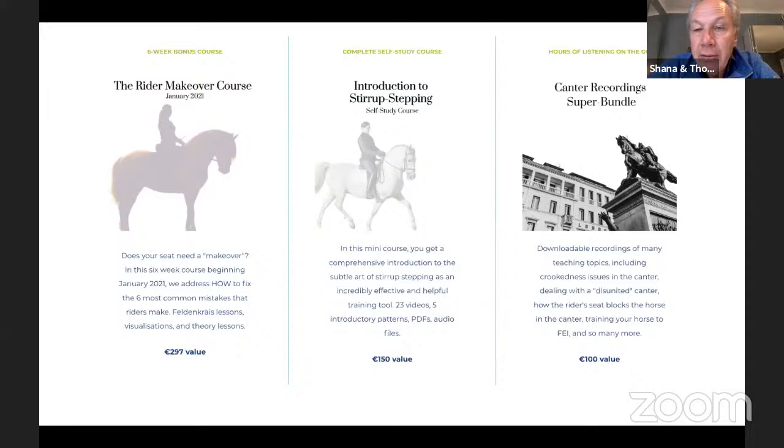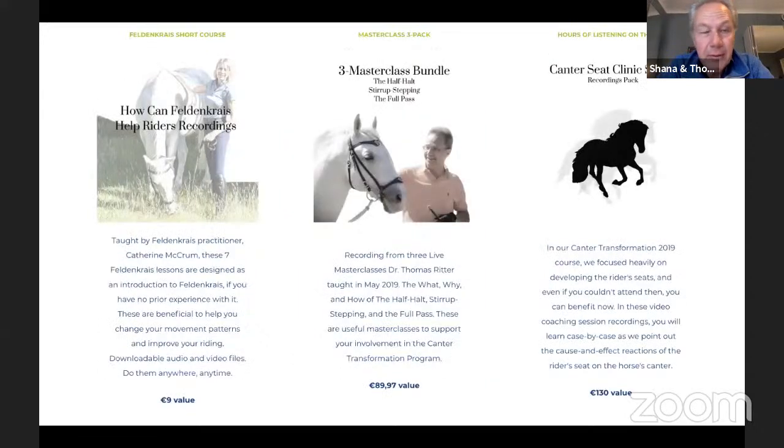Then we have the Canter recordings super bundle. We've done some live events around Canter-related topics. So they maybe go into some aspects of the Canter that are not especially highlighted in the course material itself. So you can listen to those, and that rounds off the picture a little bit. Then we have here, how can Feldenkrais help riders recordings? That's a good introduction to Feldenkrais if you're not familiar with it.